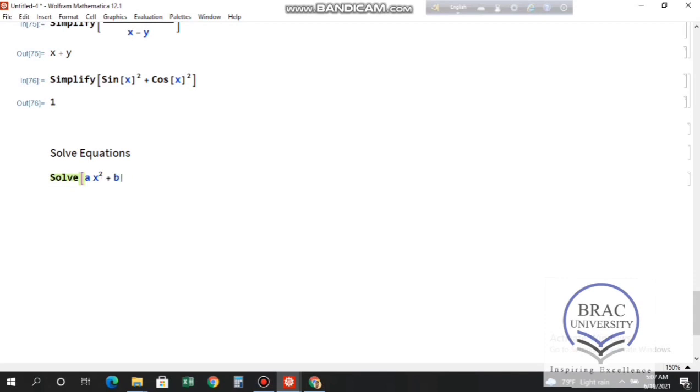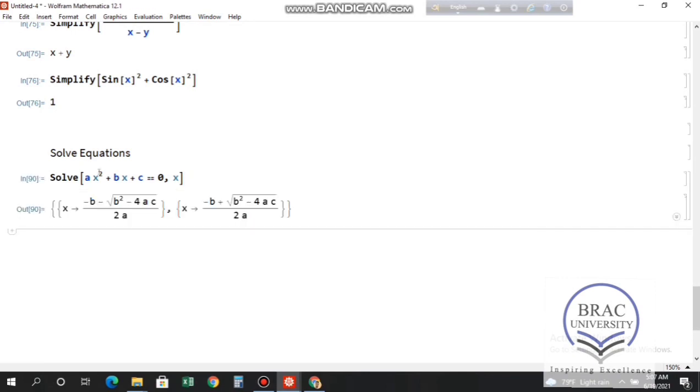So ax squared plus bx plus c double equals 0, and then a comma, and we want to know x. Mathematica will read a, b, c as constants. So if we press shift enter, we'll get the solutions. We know these solutions. So let's check another equation.